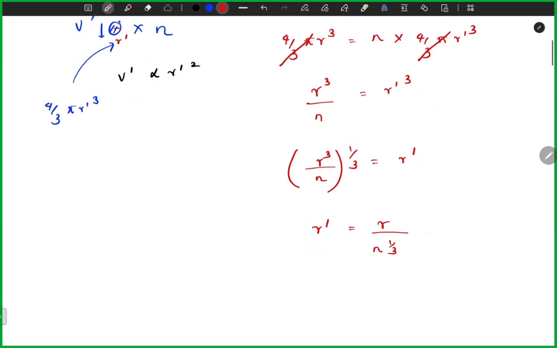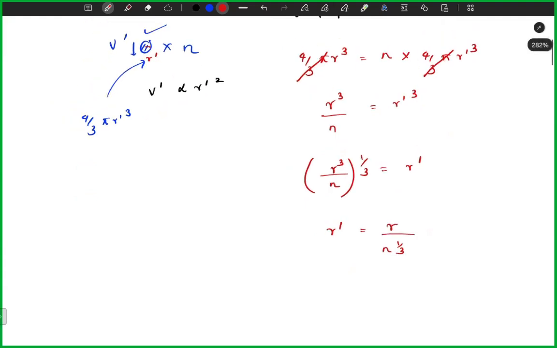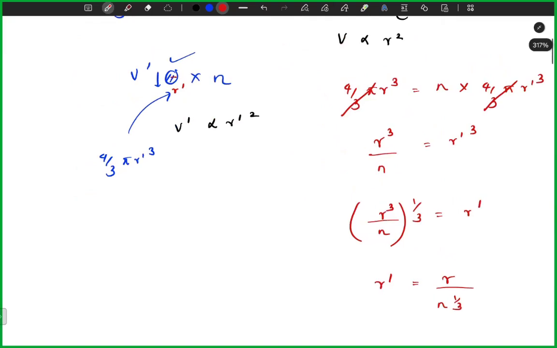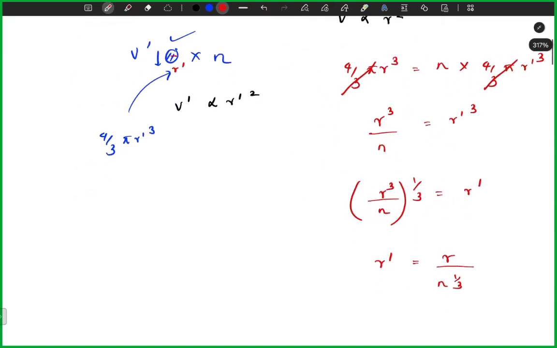Okay, now I have found r dash in terms of r. Now you tell me, I got this expression: v is proportional to what? r squared, that's the terminal velocity of the larger oil drop. In the smaller oil drop, v dash, the terminal velocity of the smaller oil drop, is proportional to what?